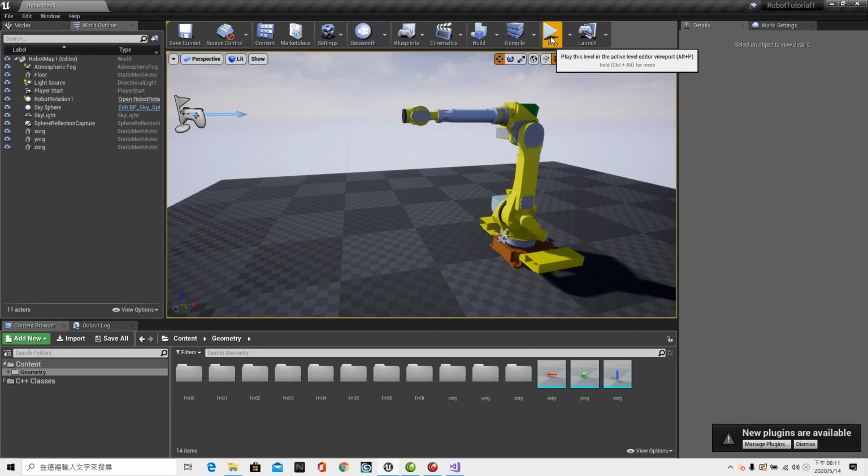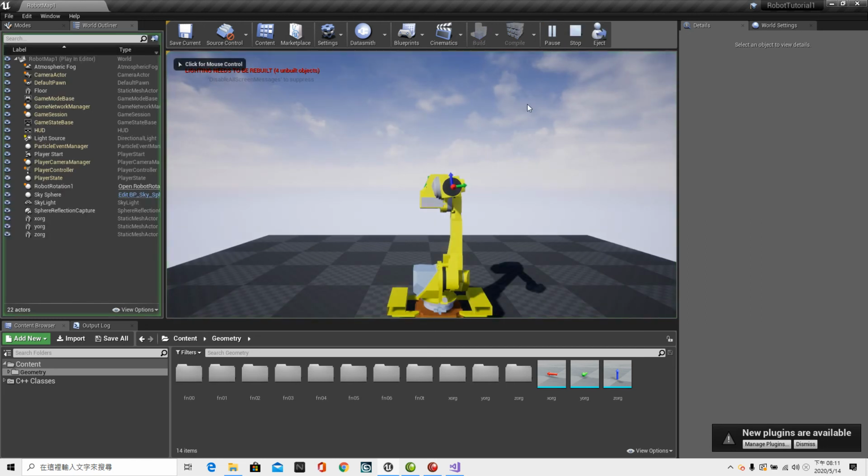Okay, let's see. Play. Wrong direction. It should be clockwise, but right now it's counterclockwise. Okay, stop.